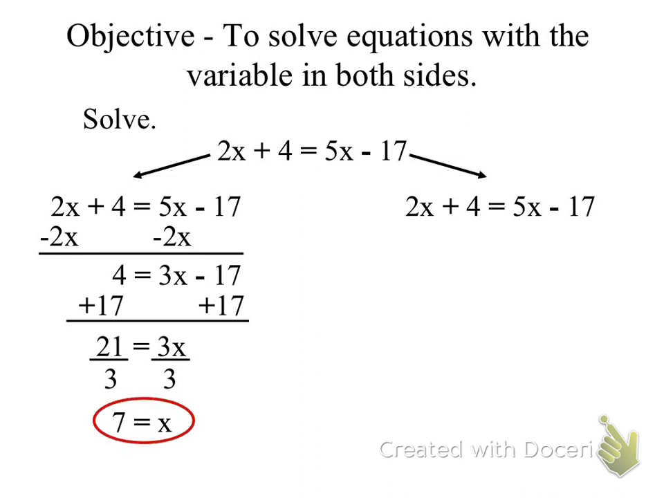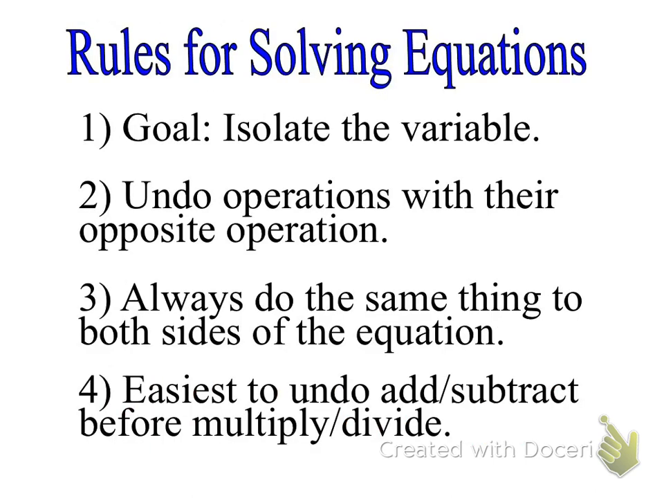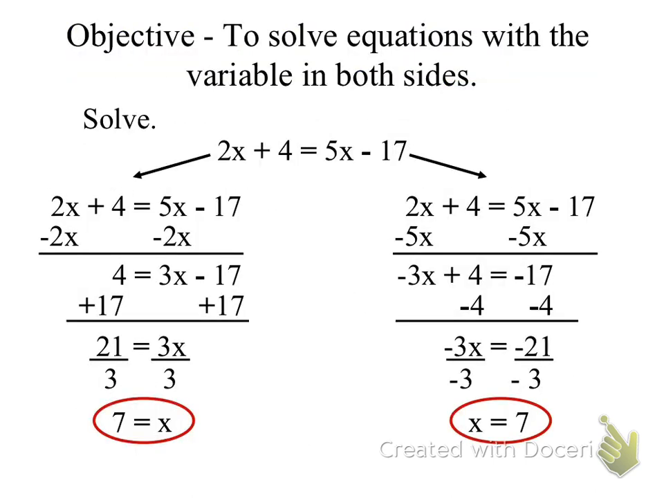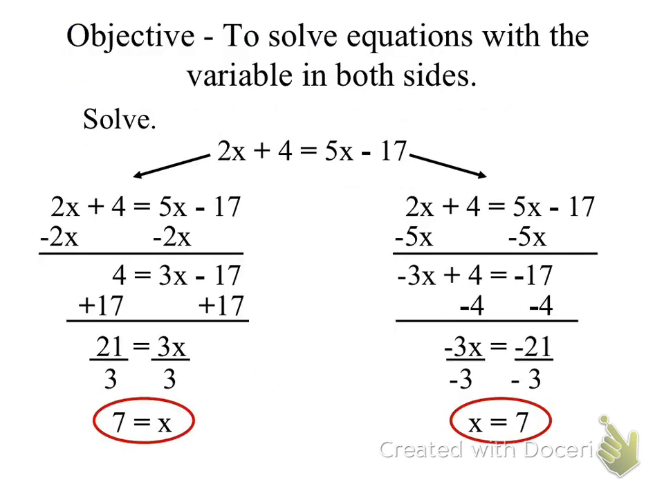Now, if I had, by some chance, decided to move the 5x, let's see what happens. Negative 3x plus 4, I'm going to subtract 4 from both sides. Inverse operations, divide both sides by 3, and x is equal to 7. So, basically what I'm trying to say is it doesn't matter what I move first.